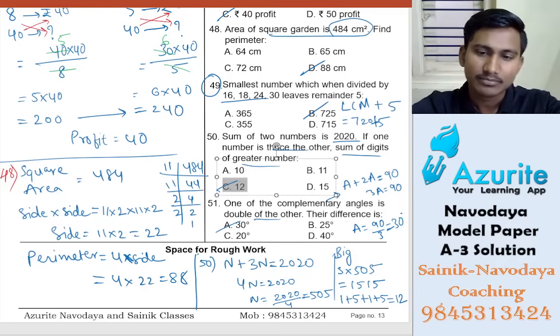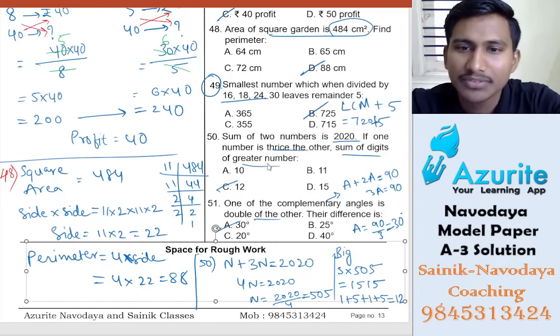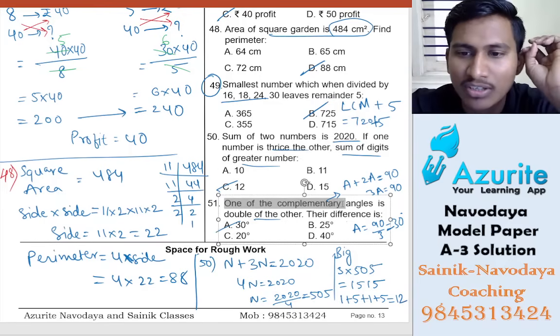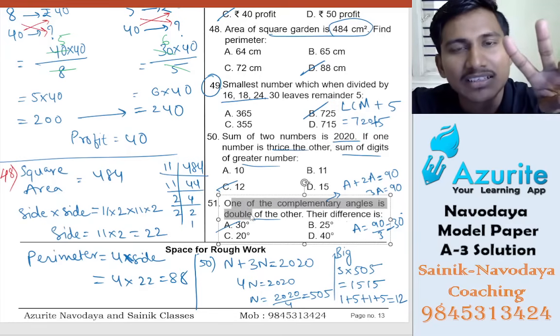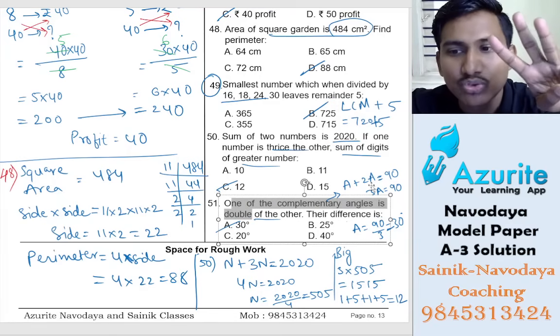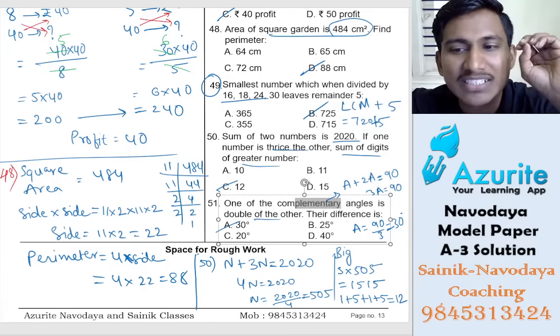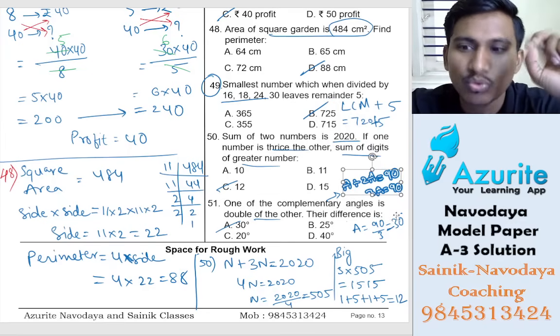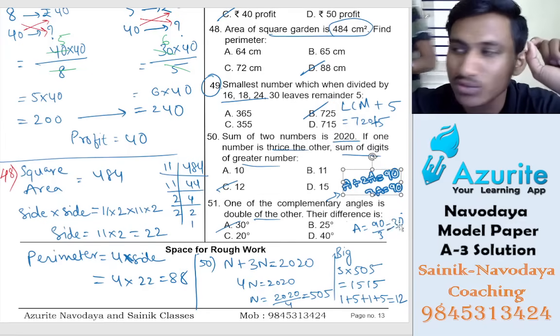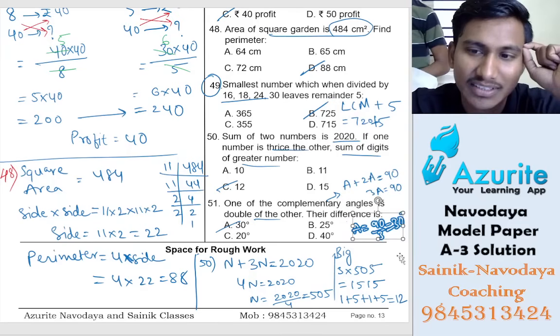Okay. So now students, see here, question 51. One of the complementary angles is double the other. One is 1 time, the other is double. 1 plus double is 3 times, right? So 3 times will be complementary, which means 90 degrees. So 1 time will be 90 divided by 3. So that is 30 degrees, right?